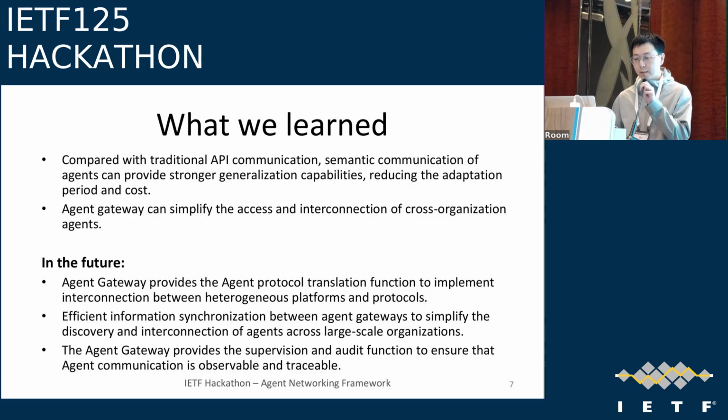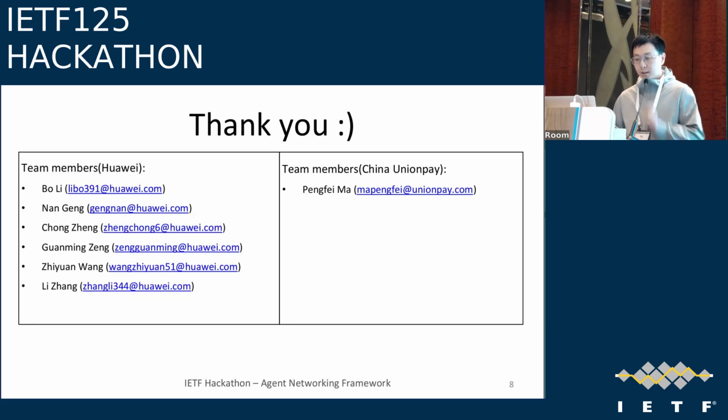Firstly, agent gateway provides the agent protocol translation function to implement interconnection between heterogeneous platforms and protocols, efficient information synchronization between agent gateways to simplify the discovery and the interconnection of agents across large-scale organizations. The agent gateway provides the supervision and the audit function to ensure that agent communication is observable and traceable.